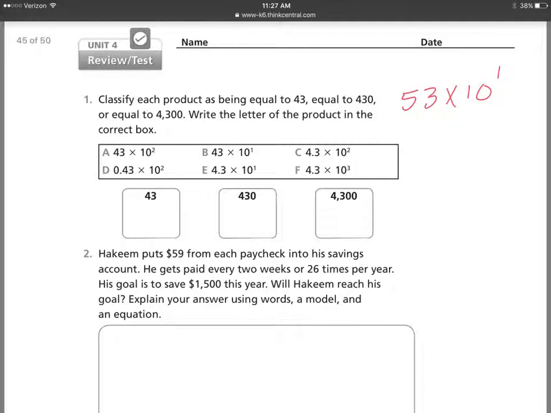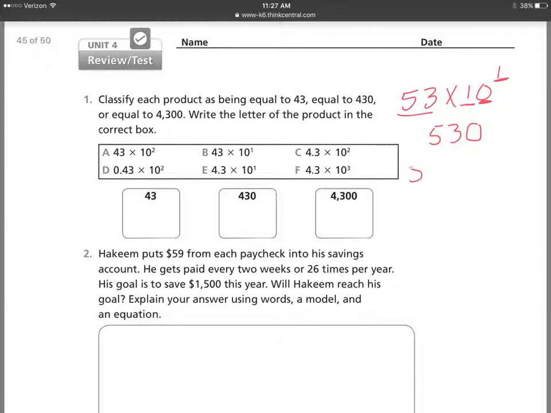53 times 10 to the first power is simply 53 times 1, which is 53, and add 1 zero for two reasons. You can choose whichever reason you like: either because there's 1 zero in the number 10, or because the exponent is 1. 10 to the first power is the same thing as 10. So we're really multiplying by just 10, which means you're going to add 1 zero.